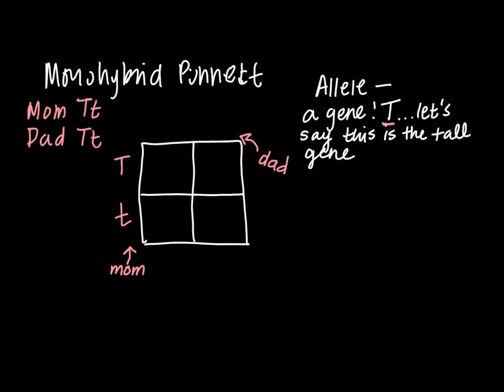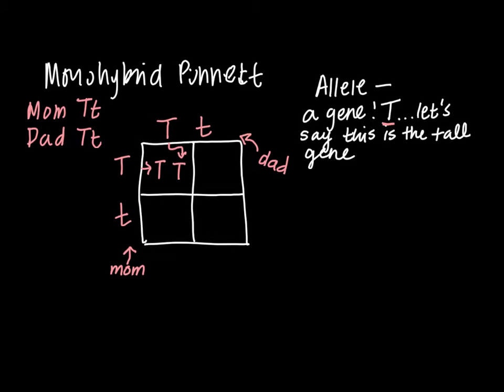So we're going to put mom's genotype on the left and dad's genotype towards the top and see what happens, or what's the possibility and what will their children look like. So we've just finished putting in mom and dad's genotypes. So now using this monohybrid Punnett square, we can actually figure out what is the probability that the children that they produce will be tall.